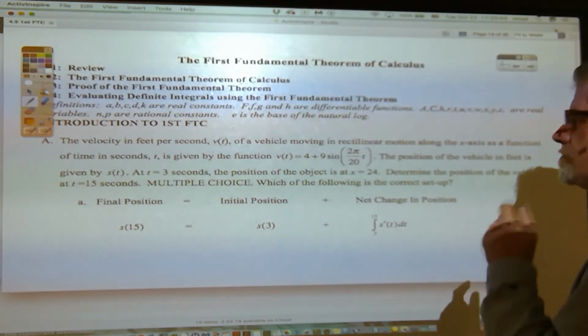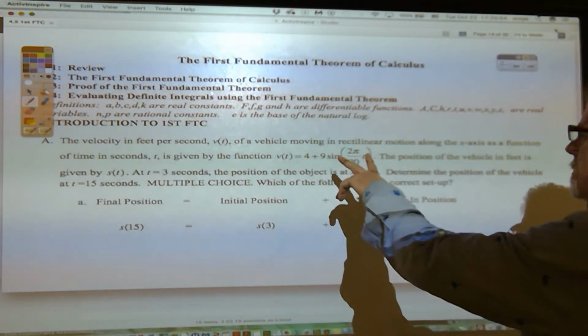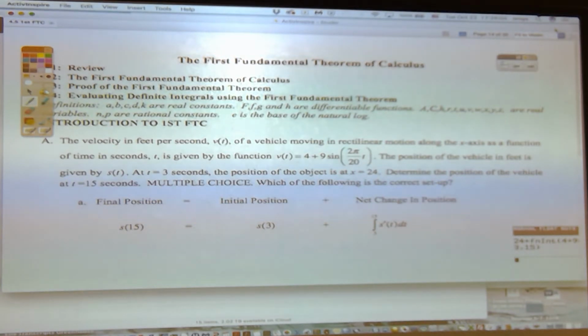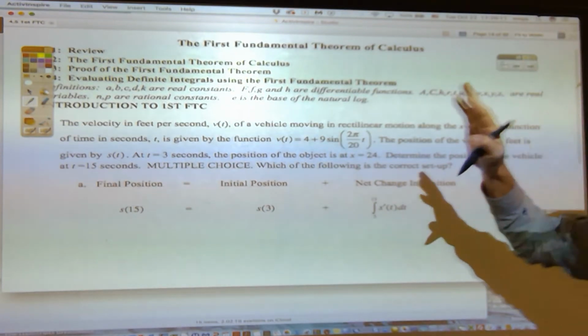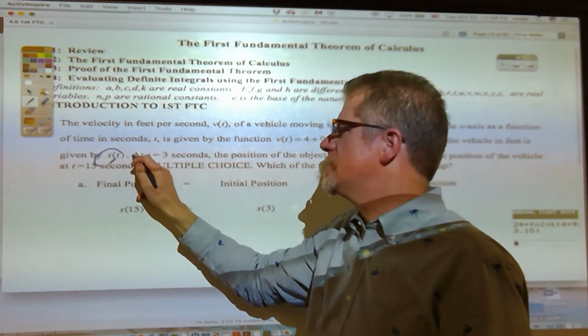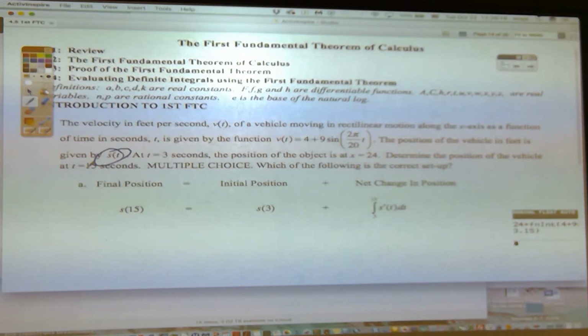Okay, so velocity, moving in a straight line. Okay, so here's velocity. Position of the vehicle is given by that. And determine the position of the vehicle at 15 seconds. Multiple choice. Well, I did the first one for you. Instead of P for position, I'm using S for position. Physicists sometimes use S instead of P for position, not sure why.